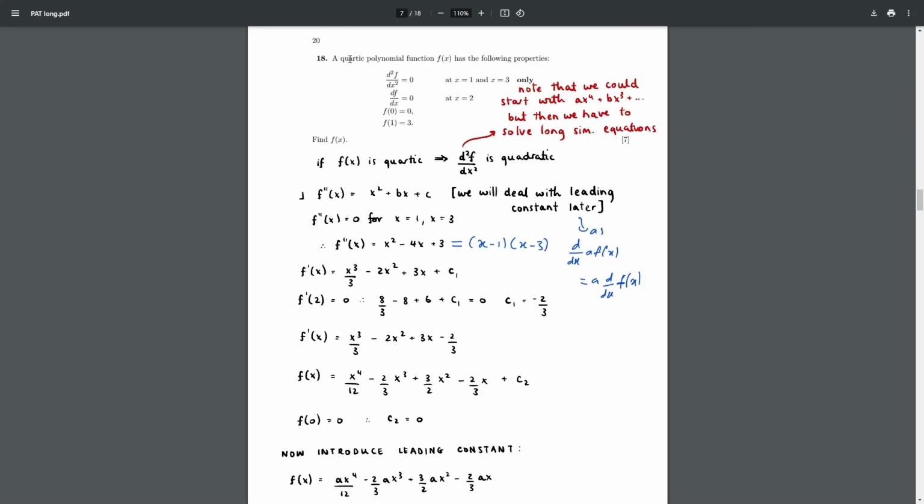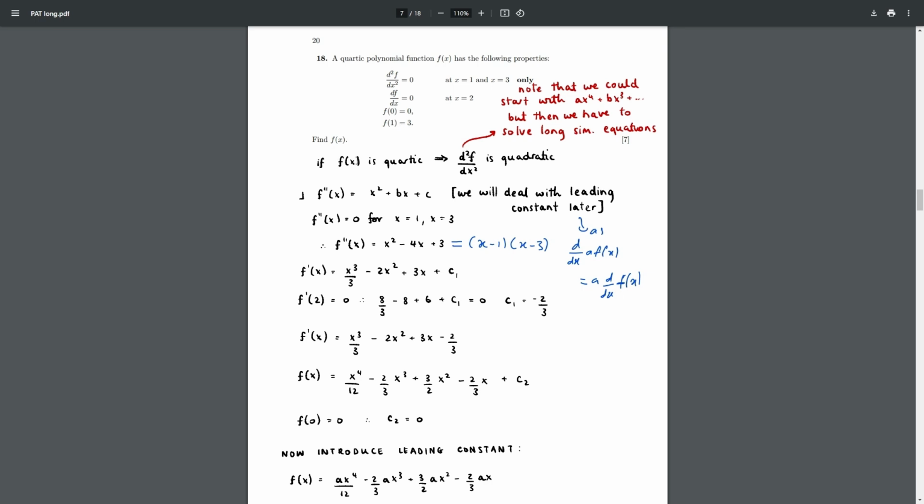18 now. A quartic polynomial function f of x has the following properties. The second derivative is 0 at these points only, nothing else. The first derivative is 0 at 2 and some other points, maybe we're not told them. And we're told that f of 0 is 0 and f of 1 is 3.